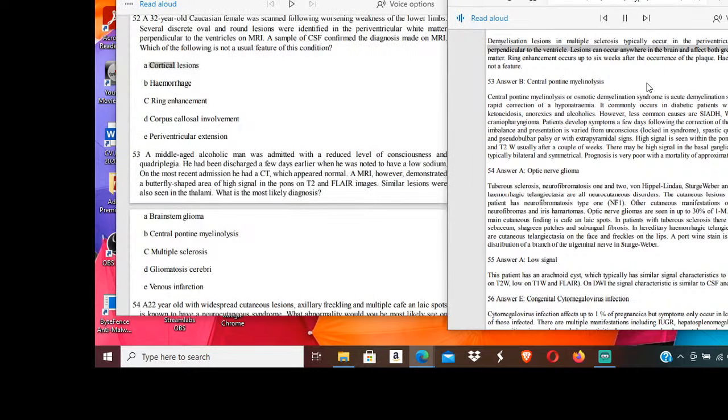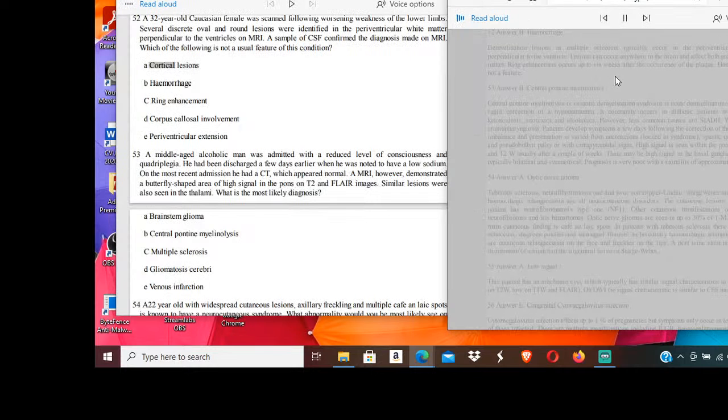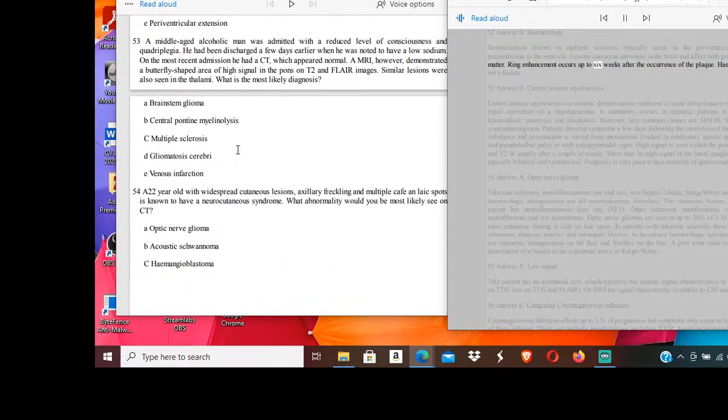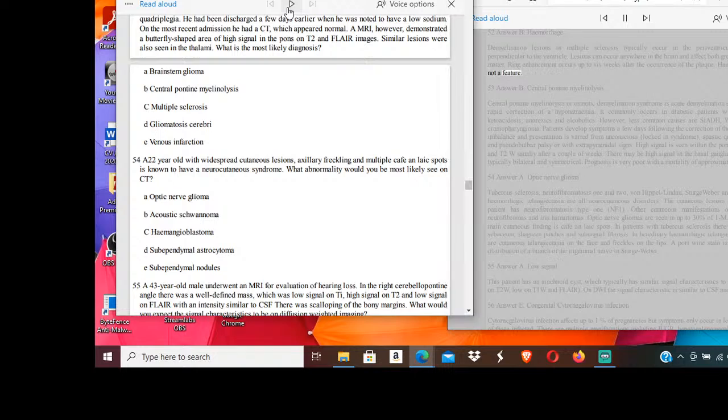A cortical lesion. 52 Answer B, hemorrhage. Demyelinating lesions in multiple sclerosis typically occur in the periventricular region, perpendicular to the ventricle. Lesions can occur anywhere in the brain and affect both gray and white matter. Ring enhancement occurs up to 6 weeks after the occurrence of the plaque. Hemorrhage is not a feature.